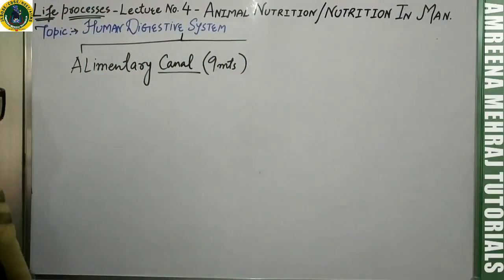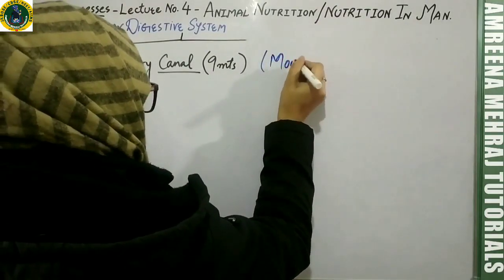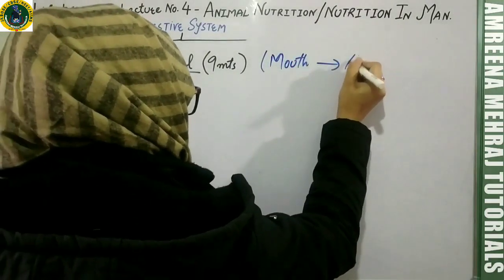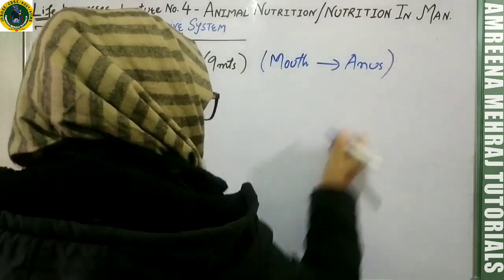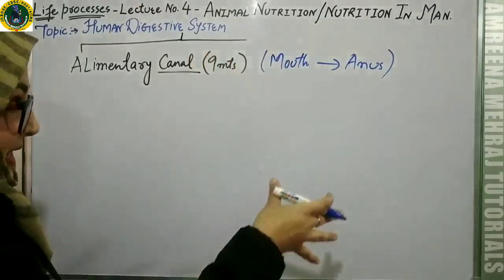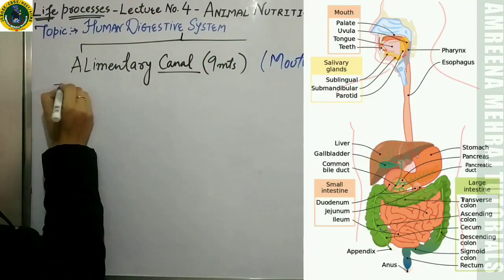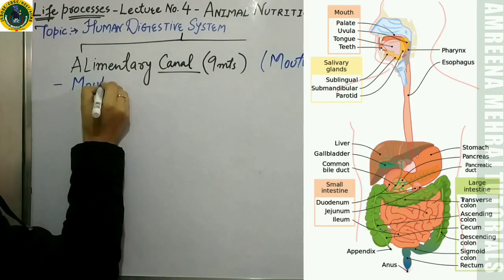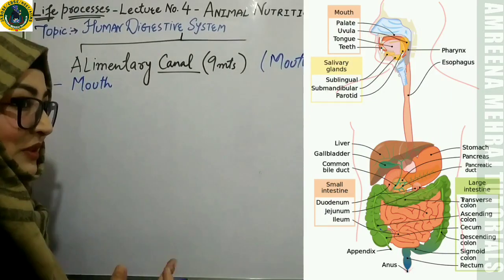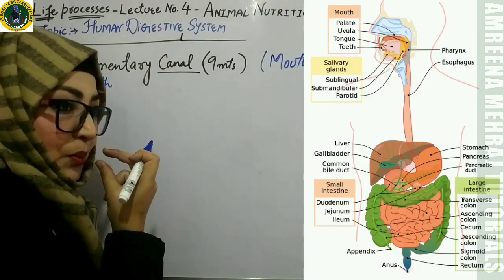Now, my dear students, alimentary canal, I told you earlier that it is a tube which is starting from mouth and it ends at anus. What else is there in the alimentary canal? Let's move step by step. There's a diagram which will flash right now. Pay attention. So, first component is the mouth. Now, what is mouth? Mouth is basically this opening.